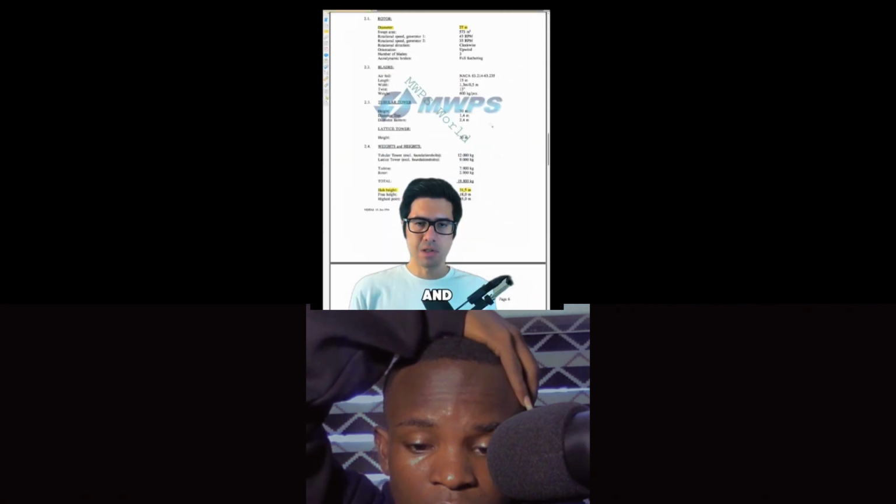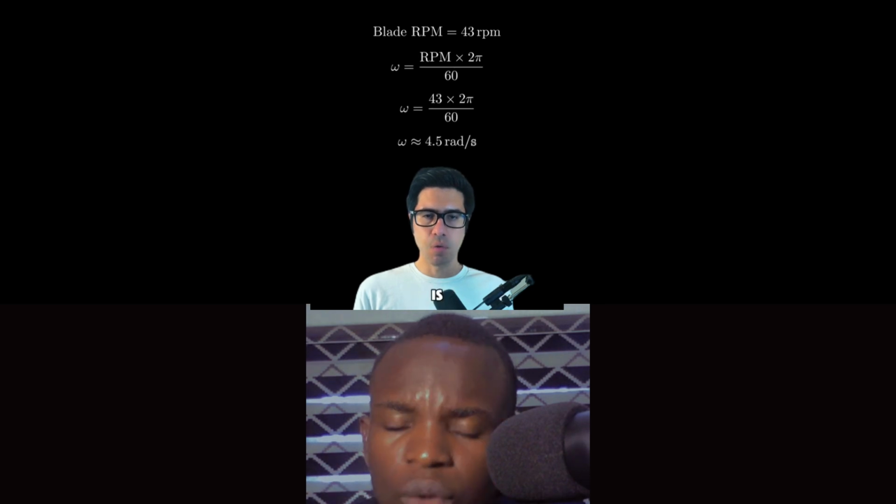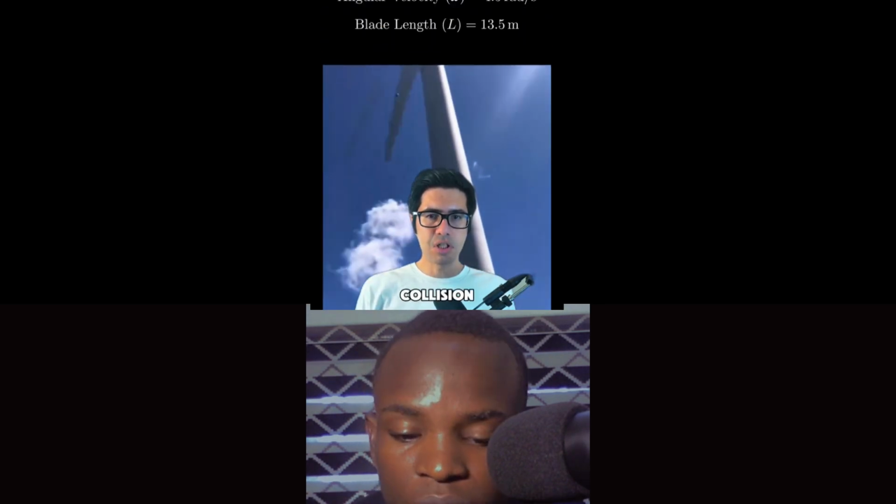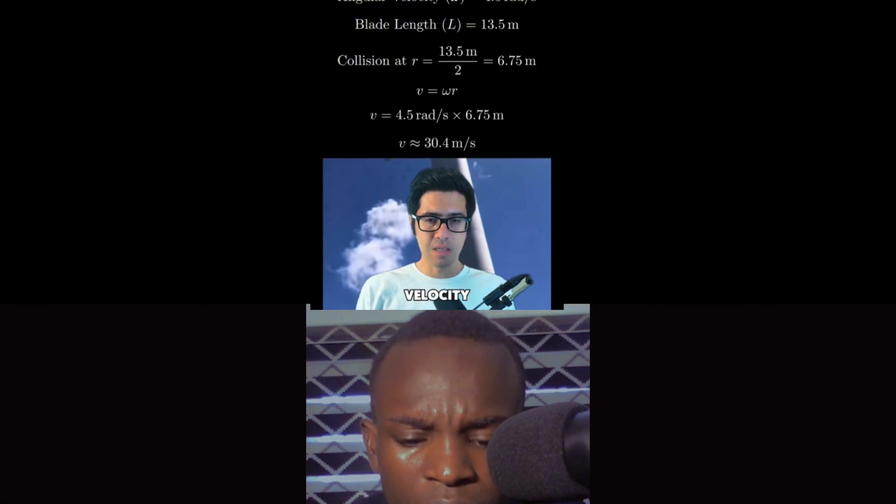Then I reviewed the spec sheet and saw the blades spin at 43 RPM. So the angular velocity of the blade would be 43 times 2 times pi divided by 60, which is 4.5 radians per second. Since the ball hit the middle of the blade, that means the blade velocity at the point of collision is half the blade's length times the angular velocity, which is 30.4.